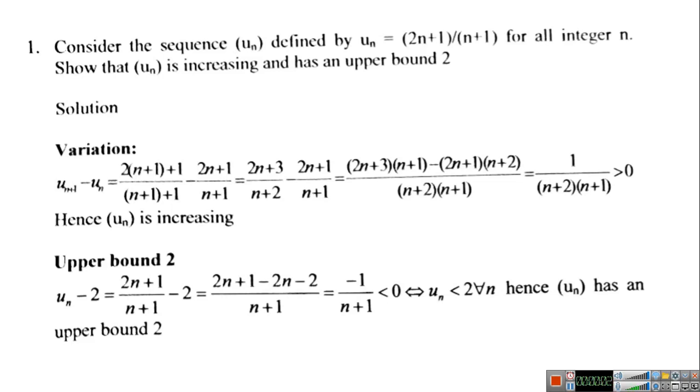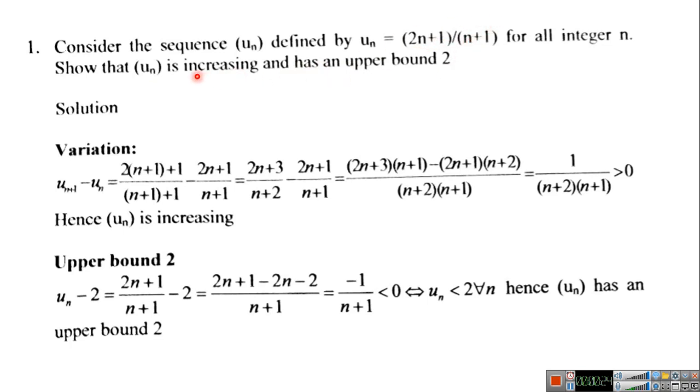So we're going to do the problem that we saw in the previous video. So we have a sequence. First of all, this sequence is, as you can see, explicit. Why is it explicit? Because it's a relation between un and n, where n is the number of terms. Show that un is increasing and has an upper bound too.